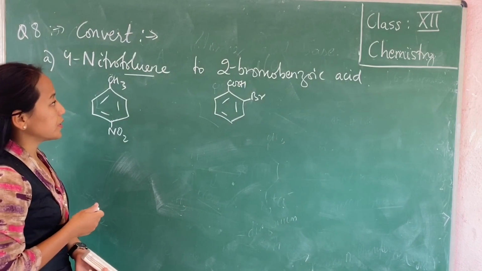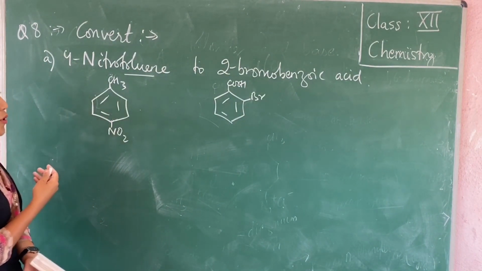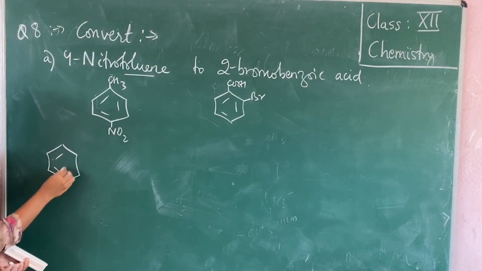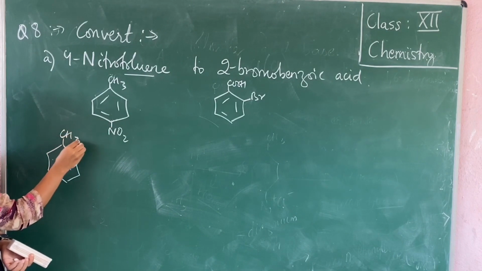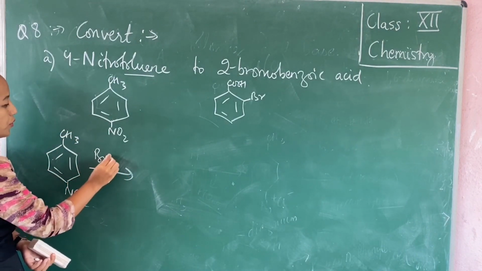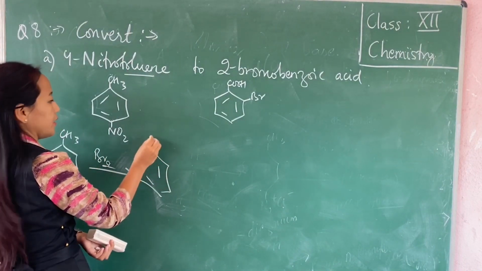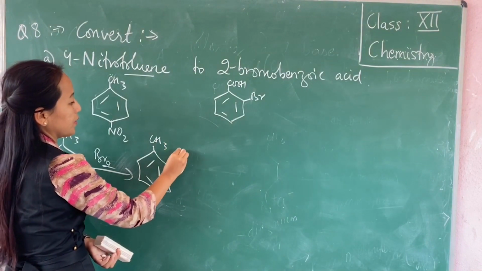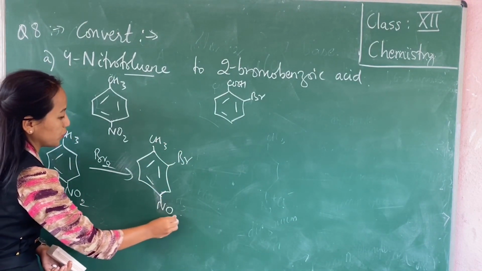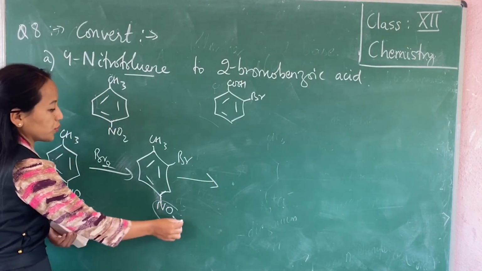So what you can do is, first you can brominate it with the help of a brominating agent, that is bromine water, and you are going to introduce a bromine group. CH3, NO2. When you treat it with Br2 bromine water, you will get CH3, Br on the 2nd carbon or the ortho position, and then you have NO2. Now you have to think about first removing this nitro group.